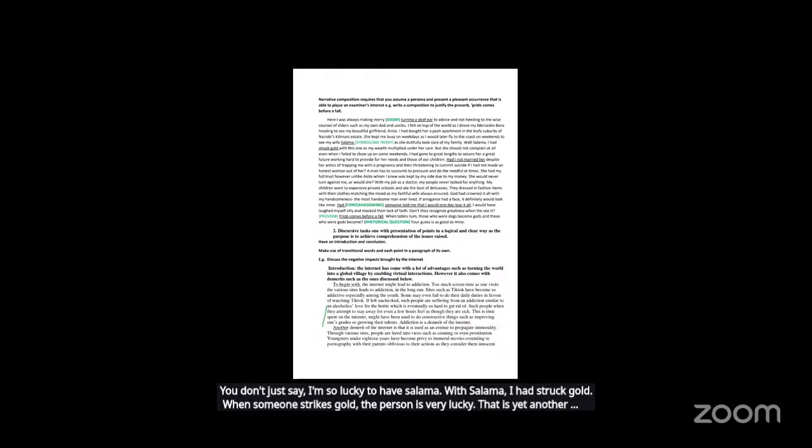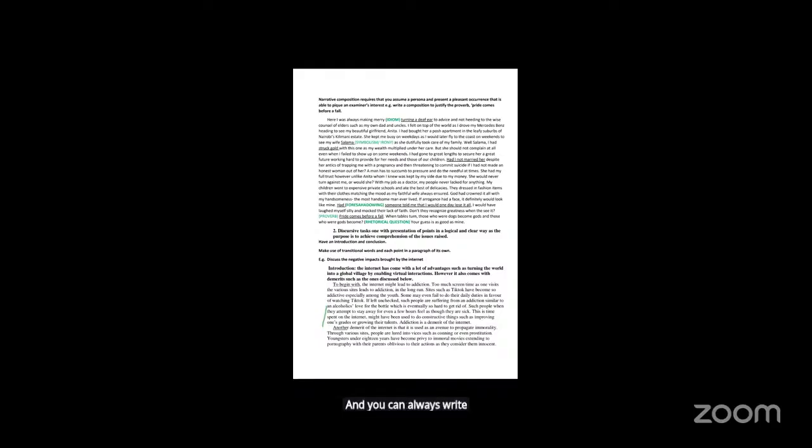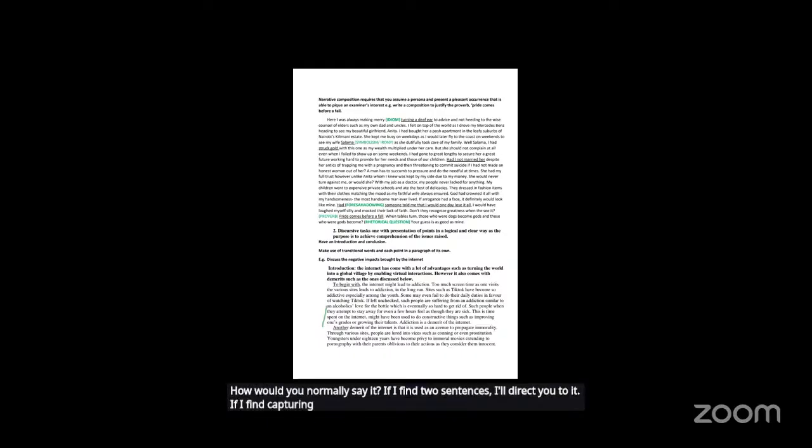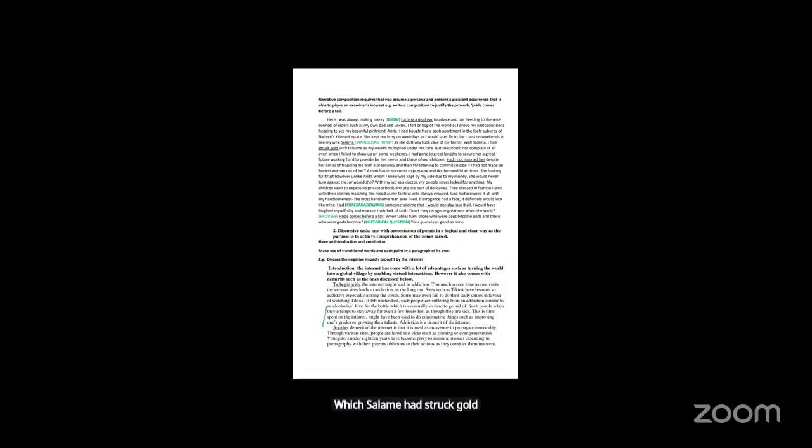We continue. And you can also always write better than this. I just want to see a mature composition. You take us slowly, and you make use of the styles learned in class. You communicate your whole self. How would you normally say it? If I find twists and turns, I'll direct you to it. If I find capturing mood, I'll still direct you to it. We continue. With Salama, I had struck gold. With this one, my wealth multiplied under her care. But she should not complain at all, even when I failed to show up on some weekends.